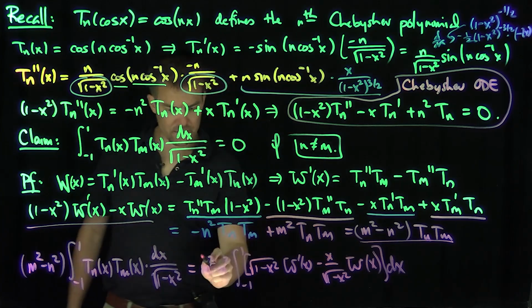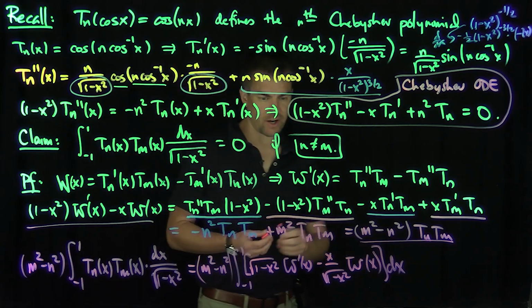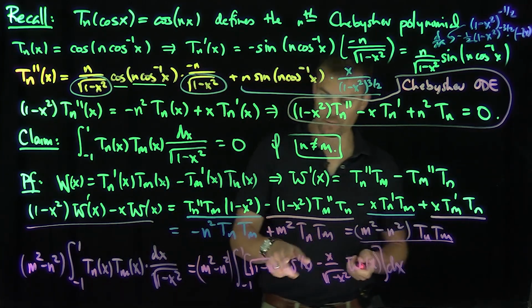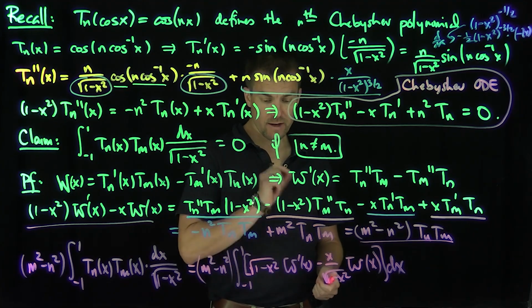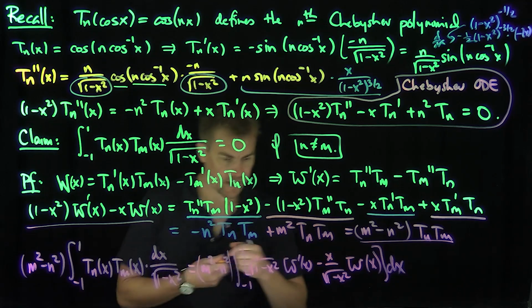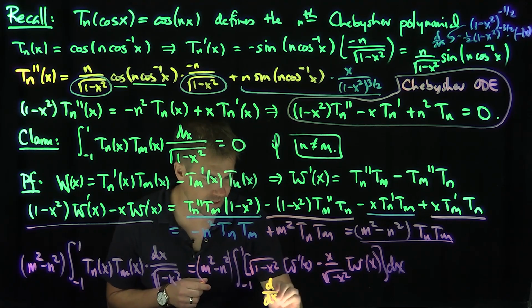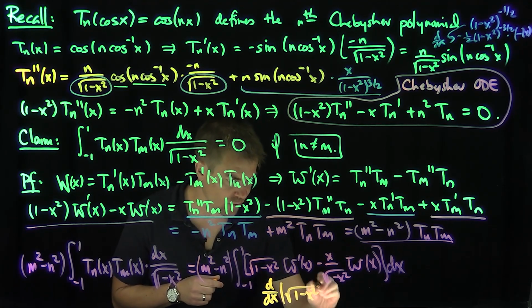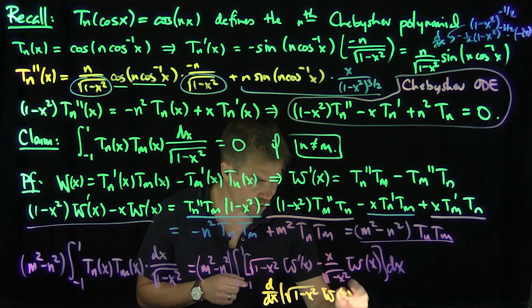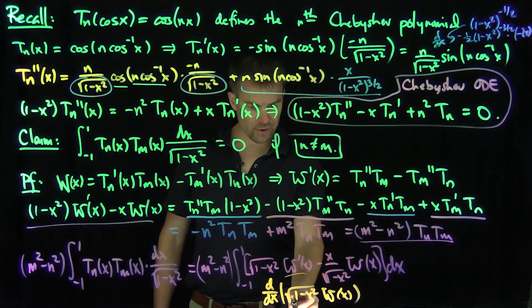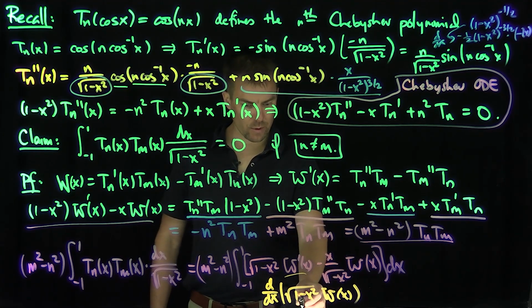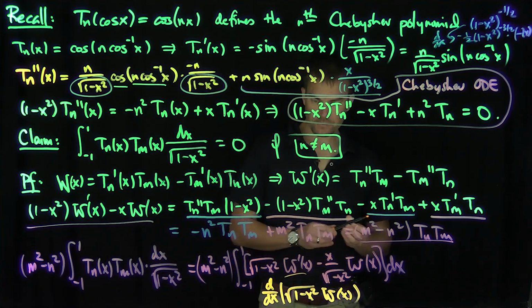And now the beautiful thing is that this expression inside the parentheses is a perfect derivative. This thing over here is nothing more than just the derivative with respect to x of the square root of 1 minus x squared times w of x. We can just check that immediately, right? Because if I do the first derivative over here, I'll get this term over here. Then the derivative of the square root of 1 minus x squared is exactly equal to 1 over the square root of 1 minus x squared times 1 half times negative 2x, which gives me this expression over here. Excellent.